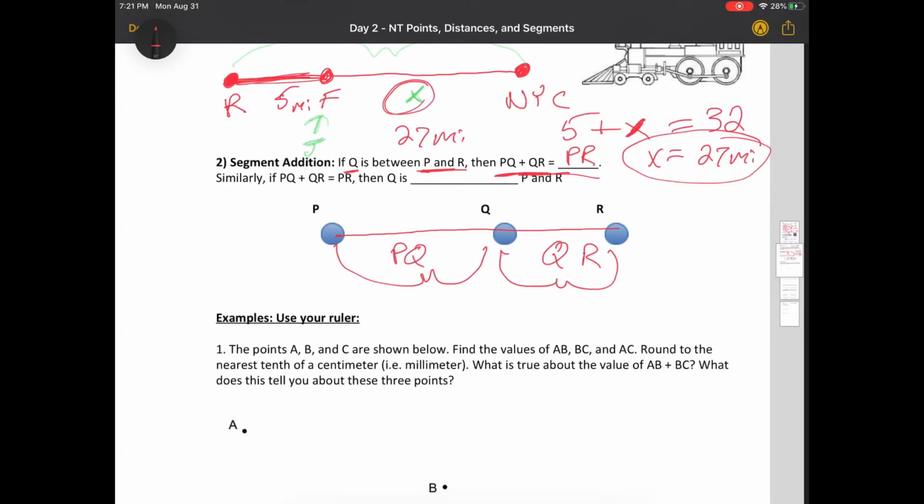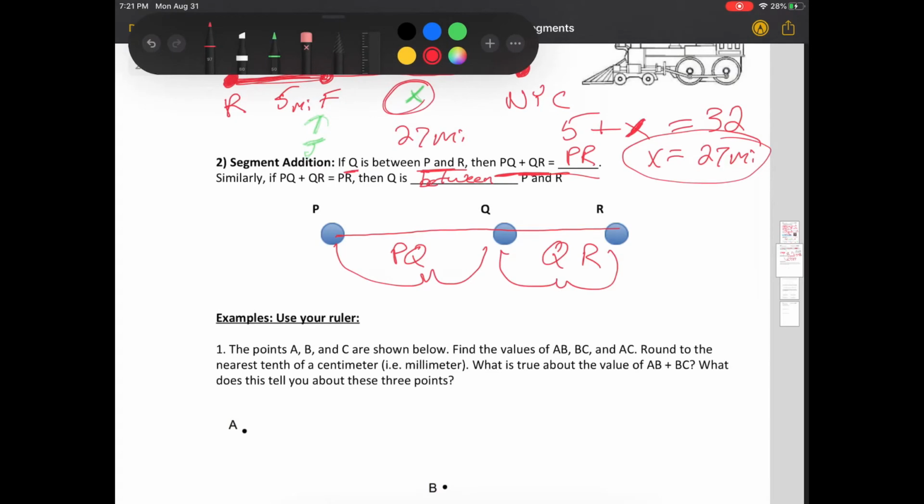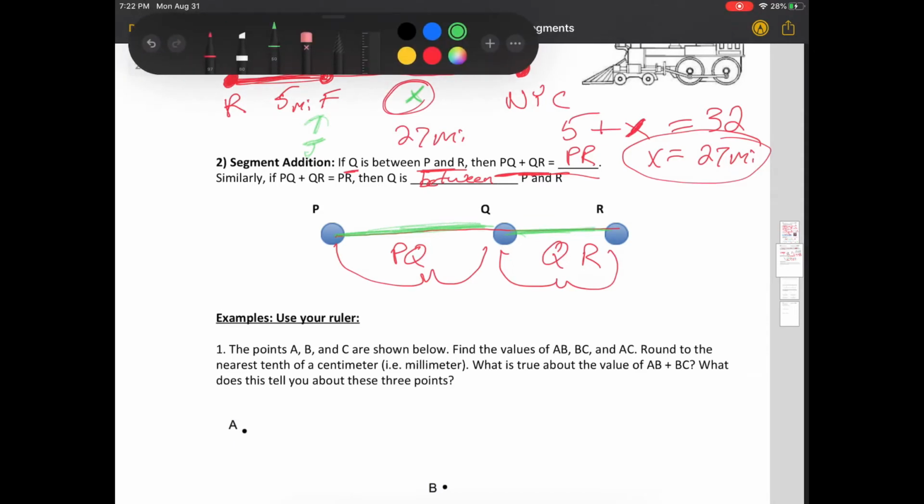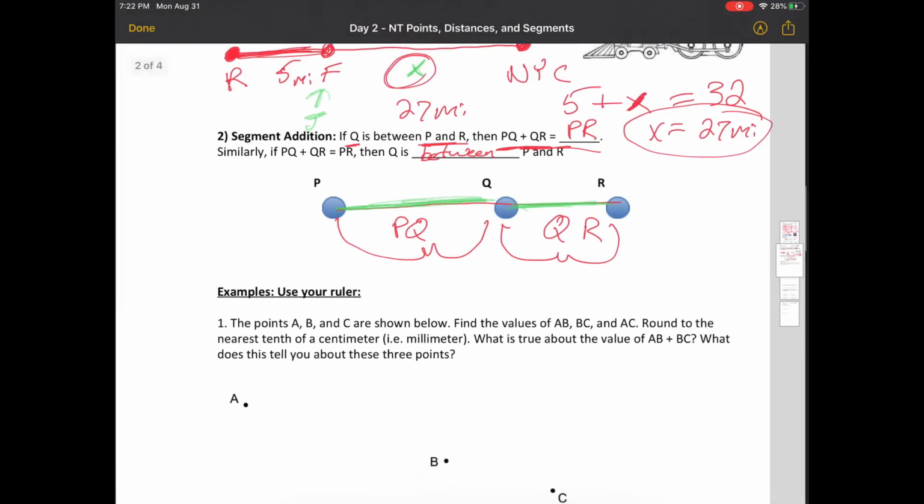Then similarly, if we did PQ plus QR, then Q is between P and R. That's all it is saying: if you add two line segments together, now we have two different endpoints. So we use the most left and the most right endpoint to rename the line. Pretty simple as far as that goes.